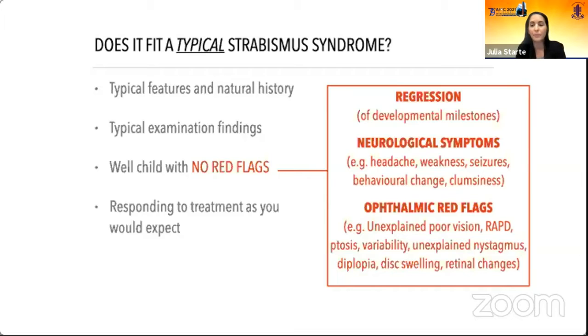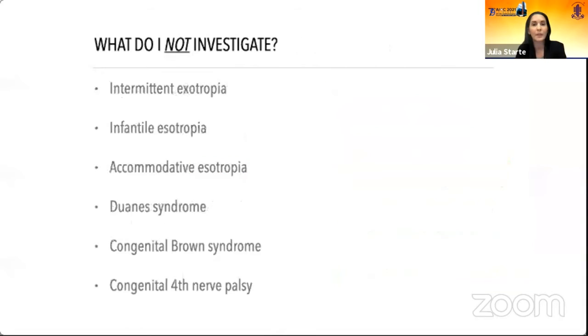RAPD, or relative afferent pupillary defect, ptosis, variability of the squint, unexplained nystagmus, double vision, disc swelling and retinal changes are some of the key ophthalmic red flags to look out for.